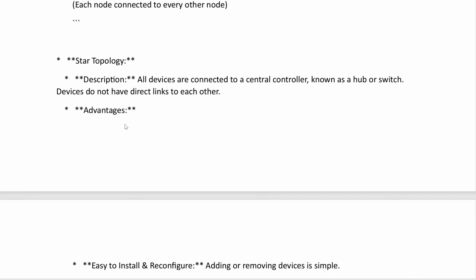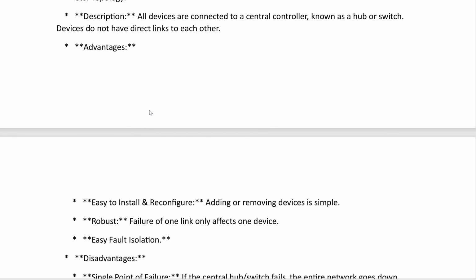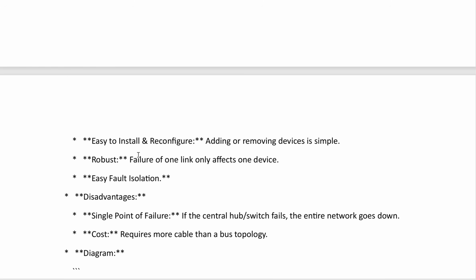Now we are discussing the advantages and disadvantages of the next topology, called star topology. In the star topology, all devices are connected to a central controller known as a hub or switch. Devices do not have direct links to each other. Advantages of star topology are: it is easy to install and reconfigure, that is, we can add or remove devices in a simple manner.